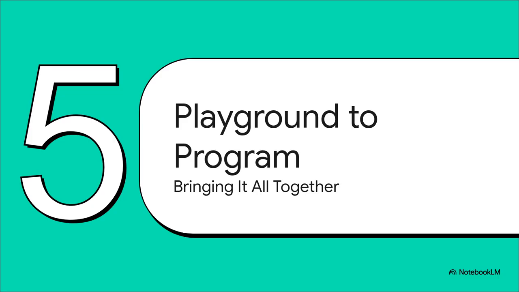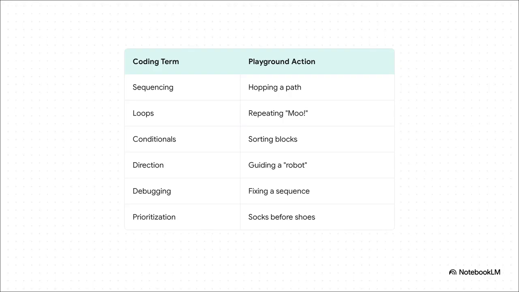Okay, so let's tie all of this together. Let's see how these simple playground games map directly onto the core ideas of computer programming. Think about it. What a programmer calls sequencing, these kids just experience as hopping along a path. Loops are just mooing a bunch of times. Conditionals become sorting red and blue things. Direction is just telling your robot friend where to go. Debugging is fixing a silly dance move. And prioritization, well, that's just knowing you have to put your socks on before your shoes. It's all the exact same logic.